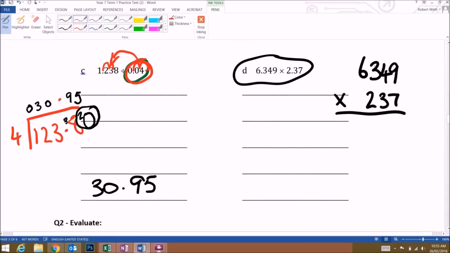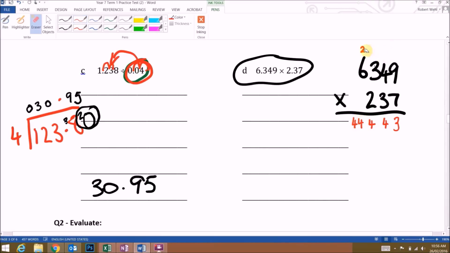7 9s, 63. 7 times 4 is 28, plus the 6 is 34. 3 7s are 21, plus the 3 is 24. 7 times 6 is 42, plus the 2 is 44. Okay, so that's our first line done.